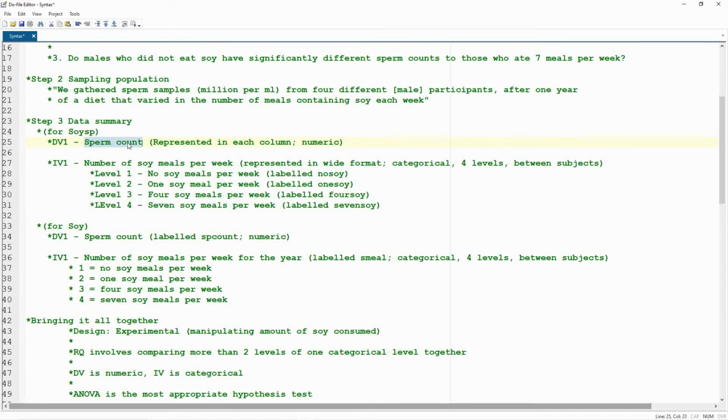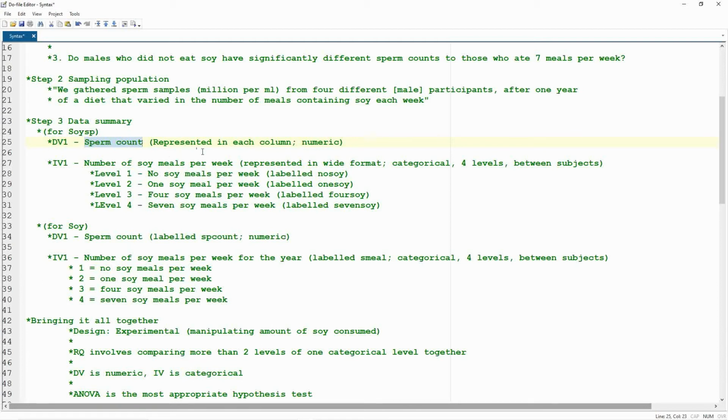Now, the thing that's different about a wide format dataset to a long format dataset is if our data is long, what this means is that we will have a column in our dataset for our dependent variable scores. And we'll have a column for our categorical variable. And in that column, we'll have the number of which group a person was in.